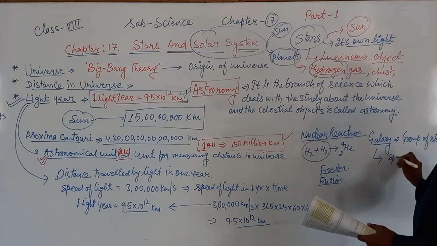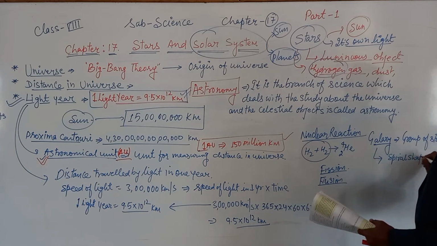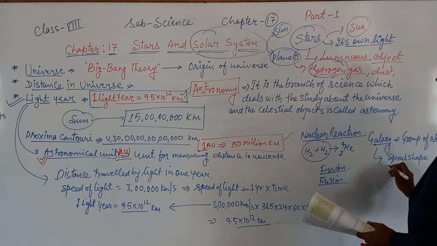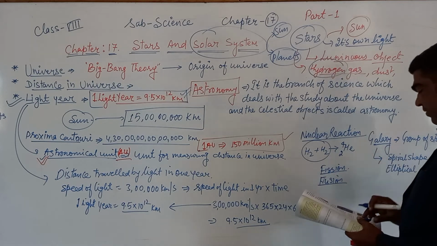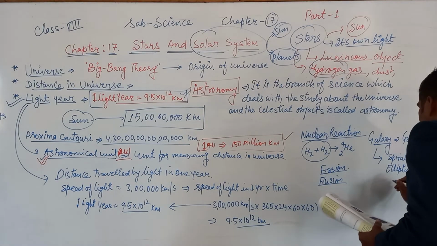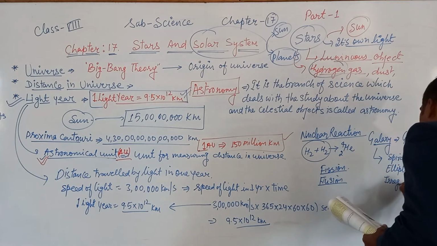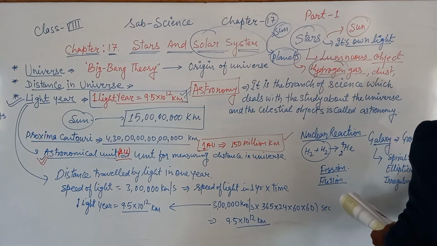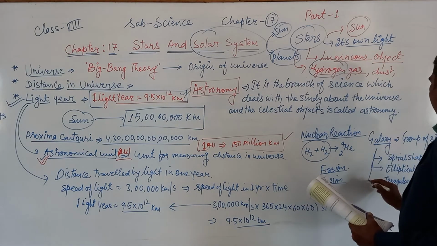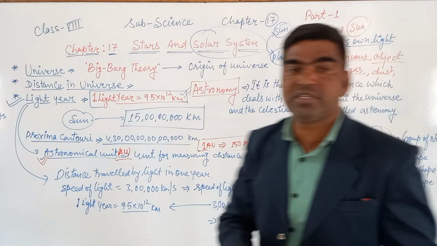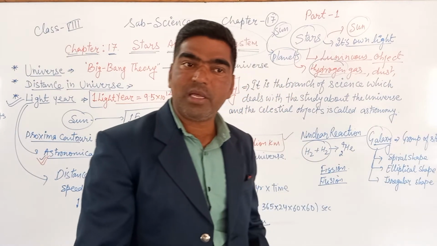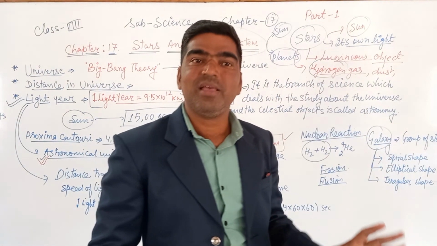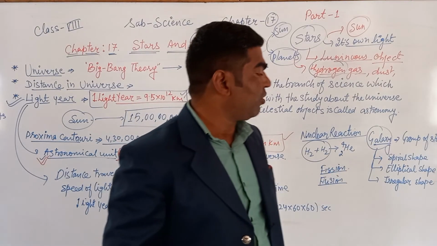Okay, spiral shape, elliptical, and the third one is irregular. Okay, so these are the three different shapes of a galaxy. So galaxy means what? The group of millions of stars, and it has three different shapes: spiral, elliptical and irregular. यानी ये spiral shape में हो सकता है, elliptical form में हो सकता है, या फिर irregular shape में हो सकता है.